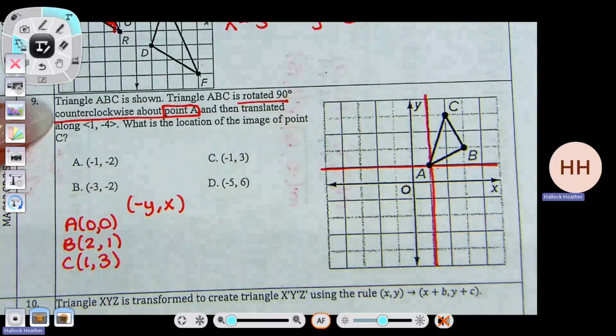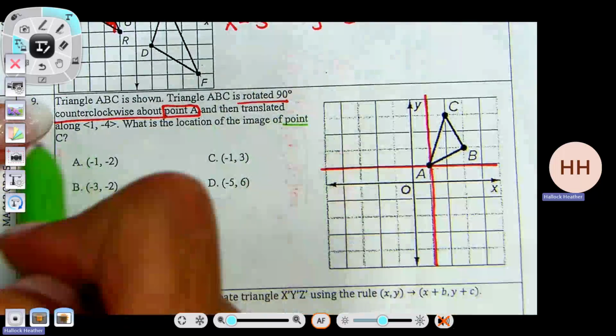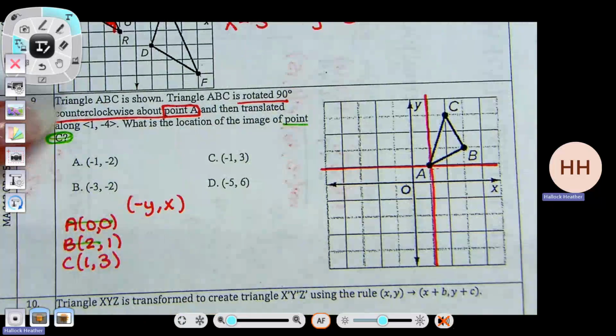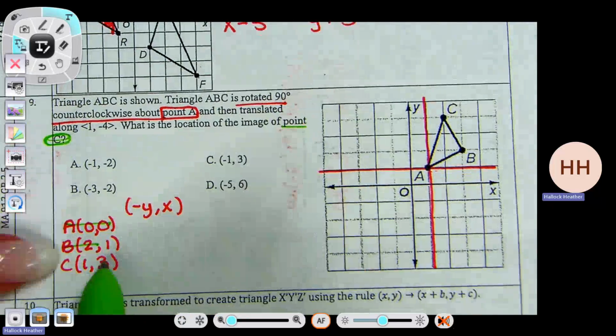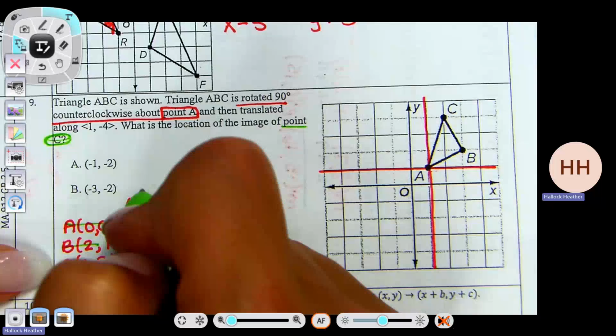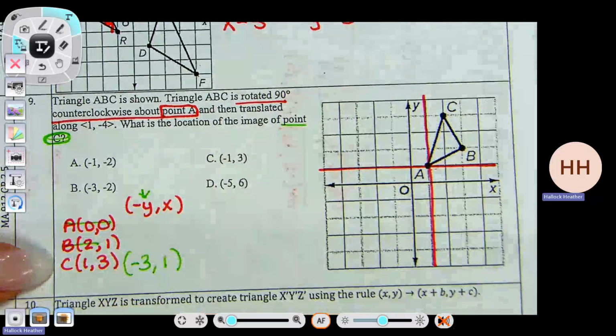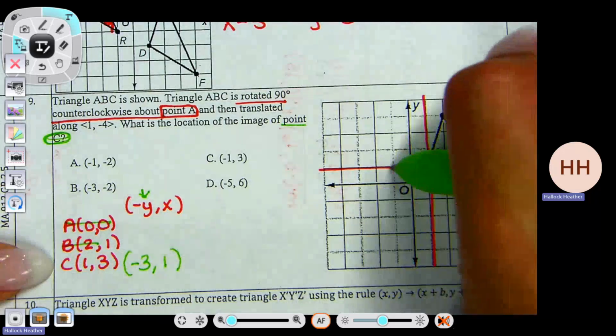Now, this is another thing. It technically just says point C. We only care about C. So you don't have to do all the other ones. You only care about C. So I'm going to move C only. If I flip it and I change the sign on the front, that becomes -3, 1. So if I plot that on my graph, -3, 1, 2, 3, up 1.